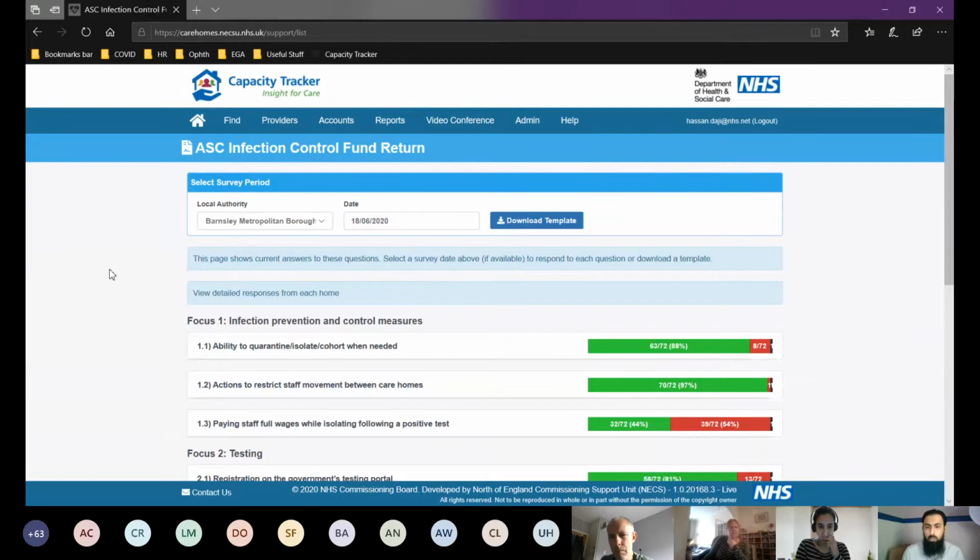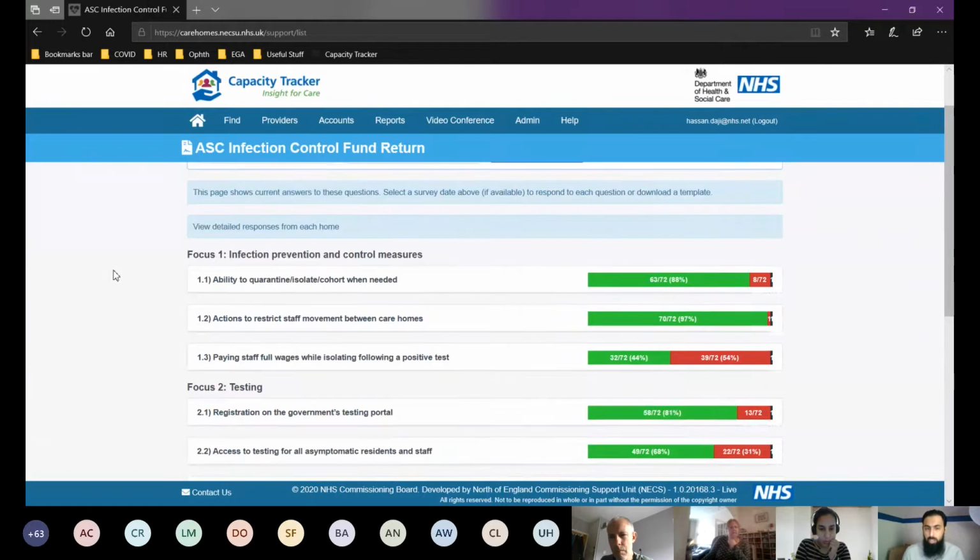Sanjeet, correct me if I'm wrong, but I think there is another deadline to make sure that all care homes have completed at the end of this month. Is that right? At the end of next week? Well, I think it's the 26th of June. It's for local authorities to send their first another return.